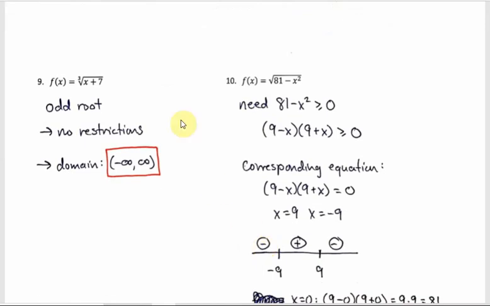Then number 9, that's the best. Odd root, you don't really have to do anything, right? No restrictions with an odd root, right? It's a cube root. So everything goes, the domain's all real numbers from negative infinity to positive infinity. There's not really any work.